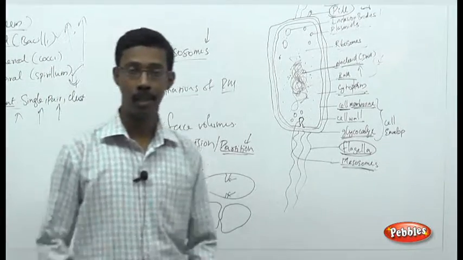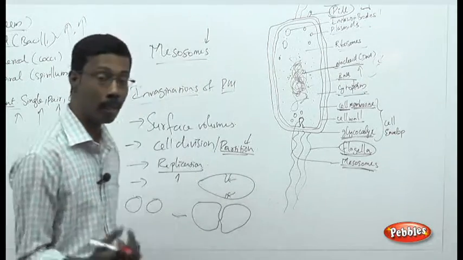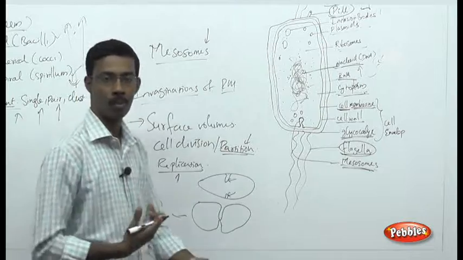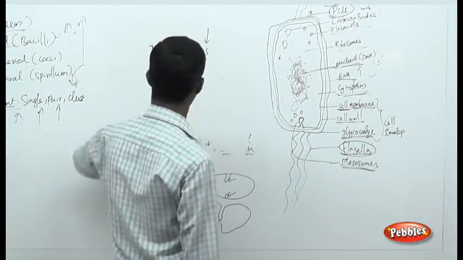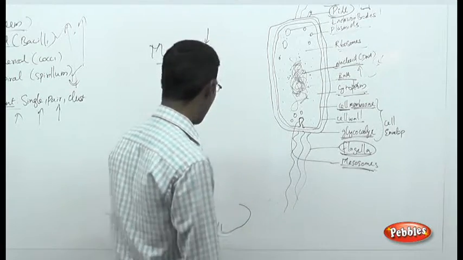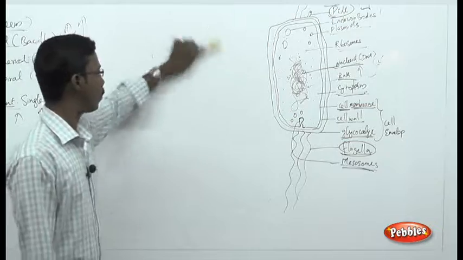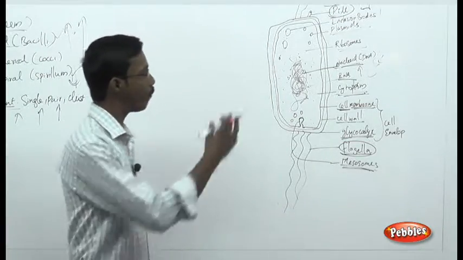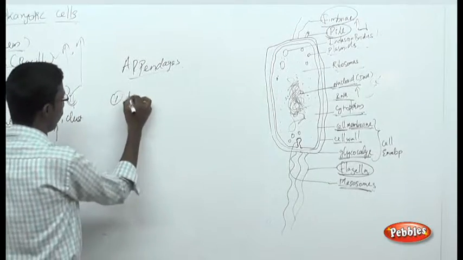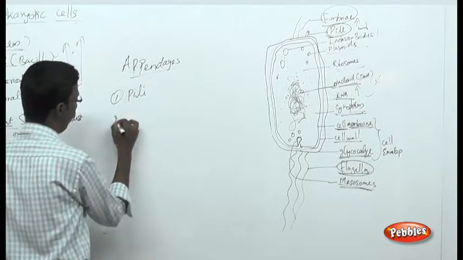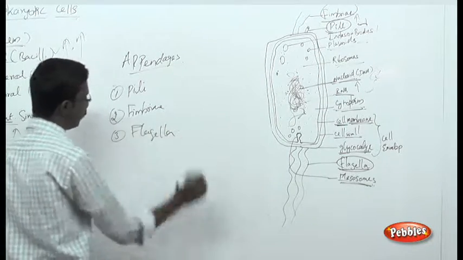During the replication, it will hold a copy of DNA, so that an equal number of DNA will be distributed to the daughter cells. Okay, so these are the roles of the mesosomes in case of the prokaryotic cells. After mesosomes, we are going to see some details of the external appendages. So what are the appendages over here? I told you, pili, fimbriae and flagellum.